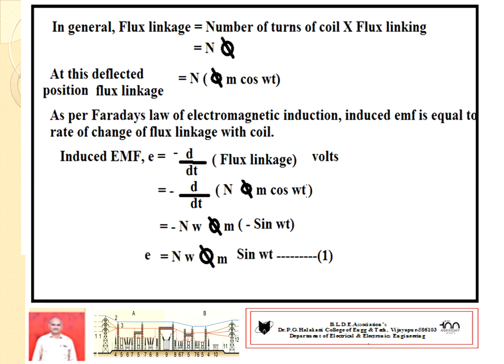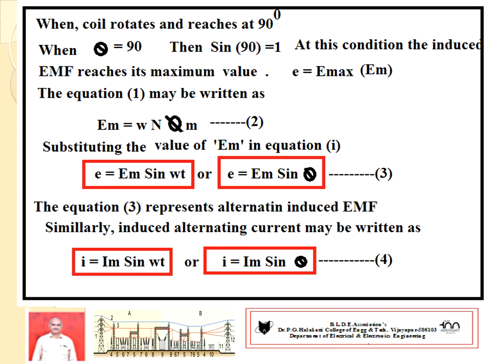Removing the constant terms N, ω and φm, d/dt of cos ωt becomes sin ωt. Hence, finally, we get equation 1: e equals N ω φm sin ωt. That should be called equation 1. After some time, when the coil reaches 90 degrees, when theta becomes 90 degrees, sin 90 becomes 1. At this condition, the induced EMF reaches its maximum value.